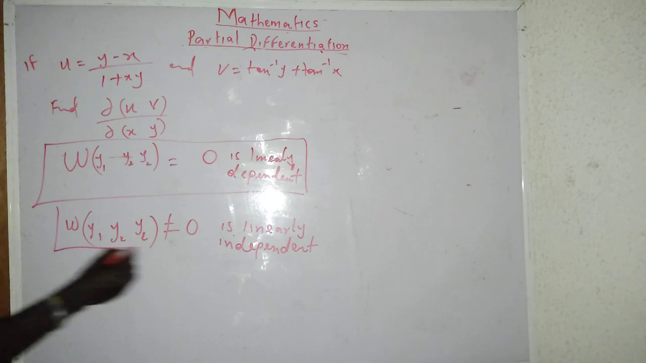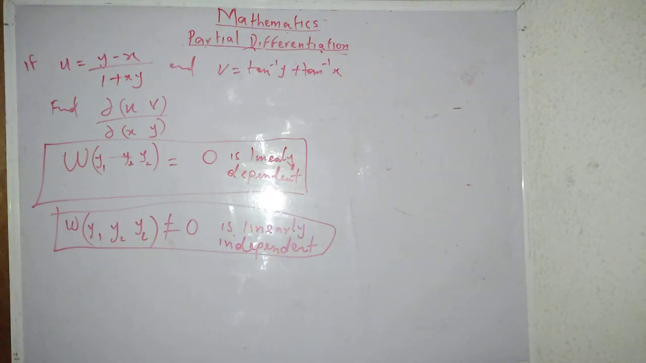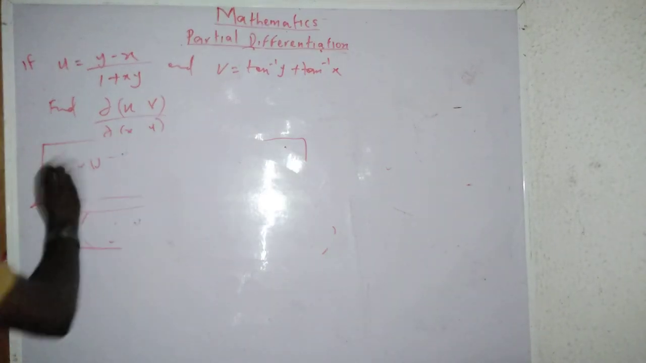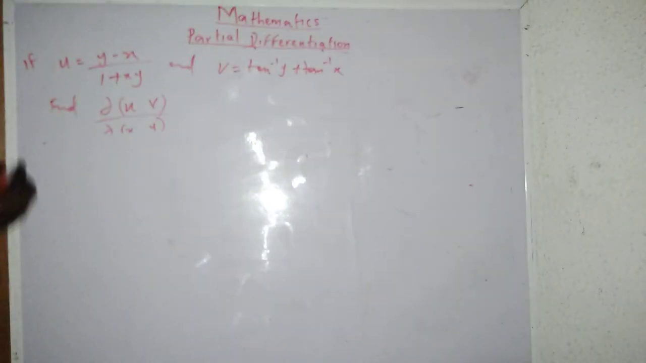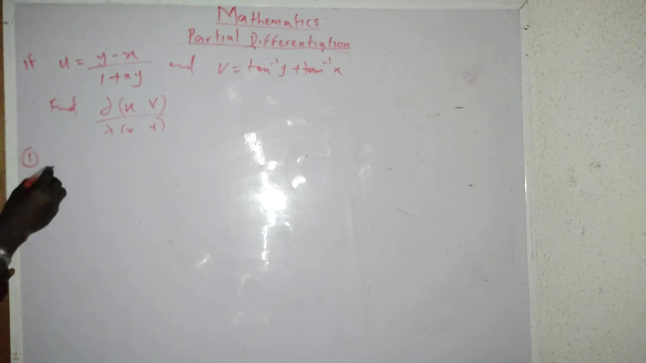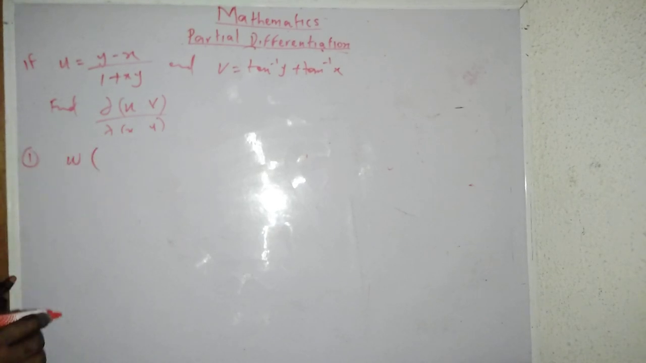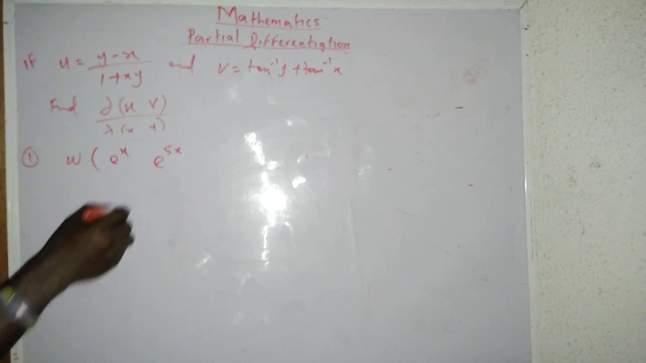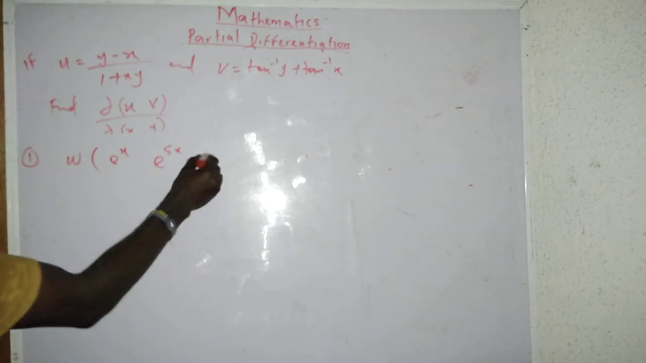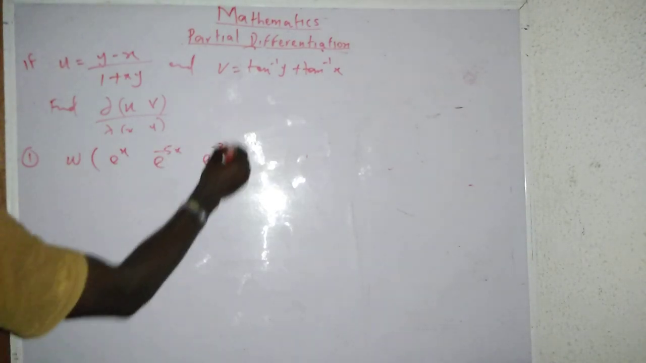Now, both the Wronskian and the Jacobian, their principle uses the application of the determinant to find that. Before I go, try this, drop your comment after. Also try whether this particular problem is linearly dependent or linearly independent. If I have e of x, e of 5x, and e of, now try this, number one.